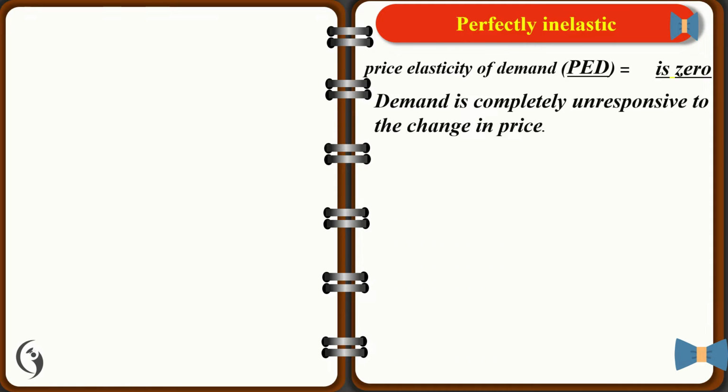Perfectly inelastic. Price elasticity of demand is equal to 0. It's called demand is completely unresponsive to the change in price. If demand is completely unresponsive to the change in price, it's called perfectly inelastic.